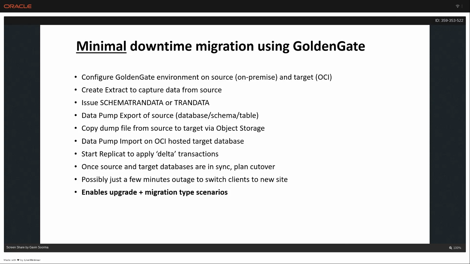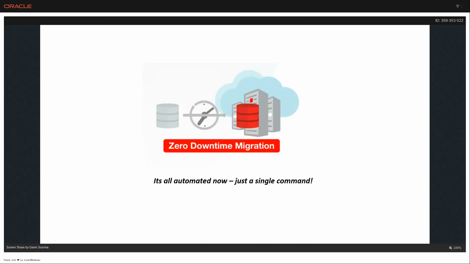So as long as it's supported by GoldenGate and Data Pump, for example, I can move from Oracle 12c to Oracle 19c or 21c, or I can move from non-CDB to a CDB environment. And so what it does is it enables us to migrate as well as upgrade at the same time. So what is the difference between all this and ZDM?